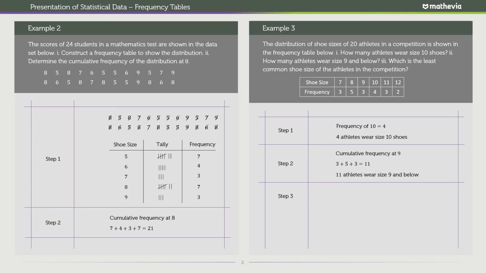And then finally, which is the least common shoe size for the athletes in the competition? We just need to know which happens least. Basically, the datum there with the least frequency is 12.